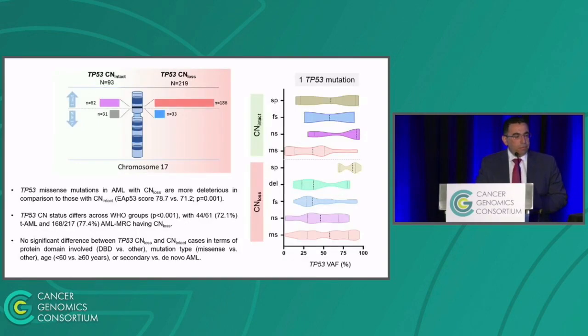This busy slide also illustrates the copy number status of P53 in the context of P53 mutations in AML. Without going into much detail here, of course, these slides will be available. It is important to note that the potency of P53 mutations with or without copy number alterations is different.